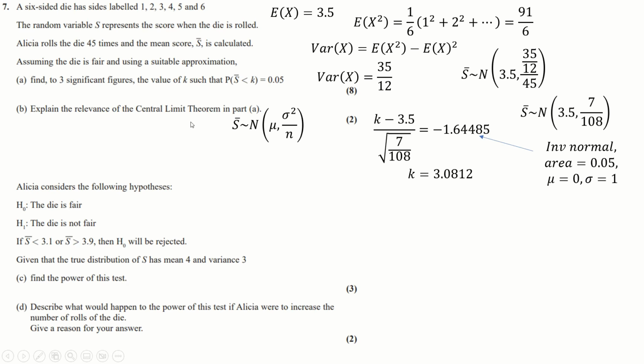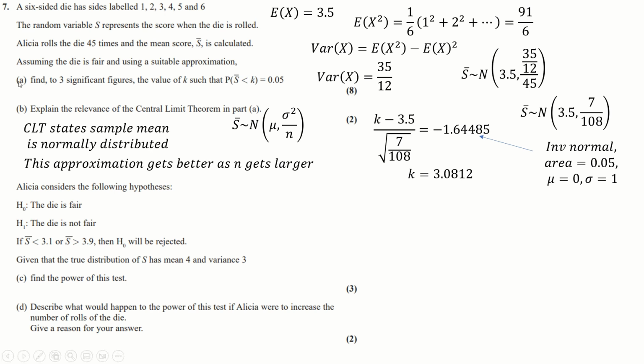And explain the relevance of this. Well, the central limit theorem essentially says that the sample mean is normally distributed, and that gets better as n gets larger, and n is already fairly large. So you just have to say something like that. Alicia considers the following hypothesis: H0 is fair, H1 is not fair. If that and that, it's going to be rejected.